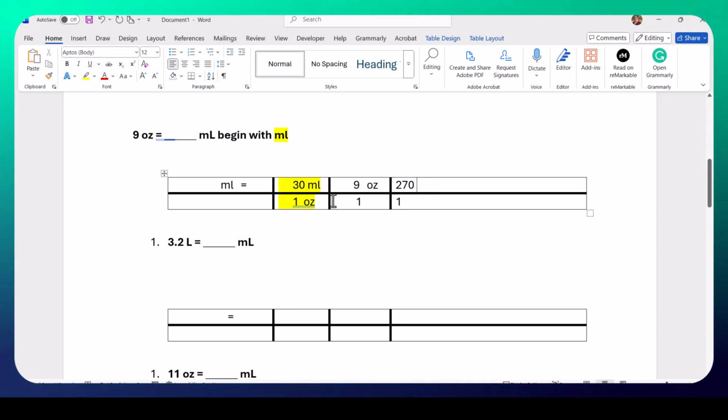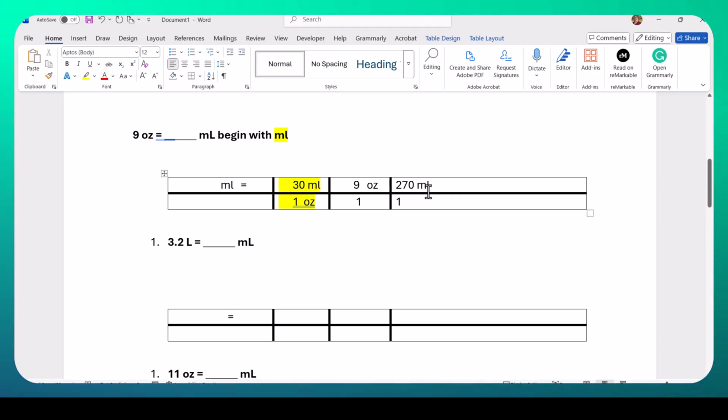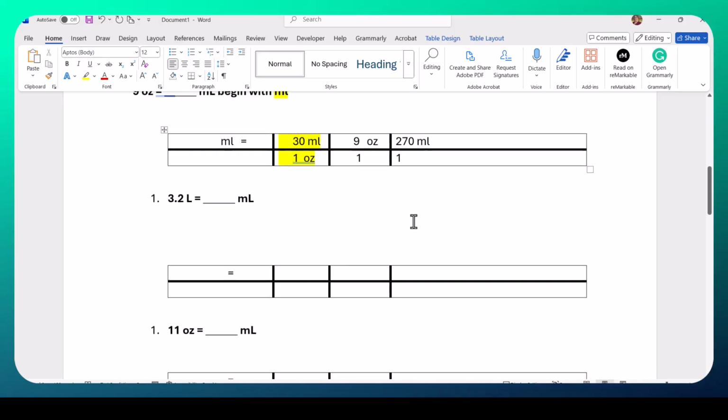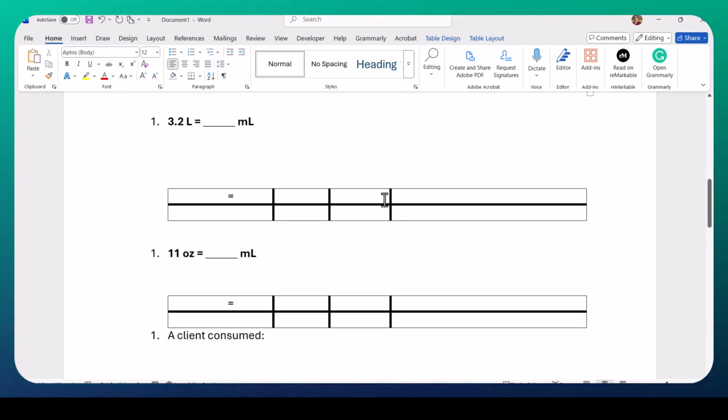I crossed off the ounces, so ounces won't be in my answer. Only milliliters. Only what's left goes in the answer. Milliliters. They asked for it in milliliters, and that would be my answer, 270 milliliters. Okay, so if I see this, the T-bar, and it's set up correctly, you were successful. That's what we want to see on your worksheets. Let's do several more examples.